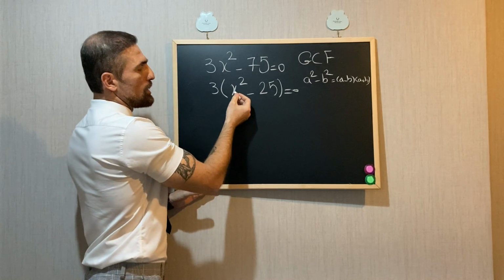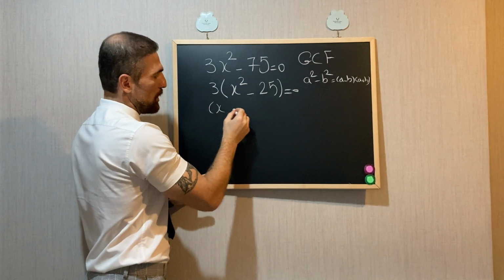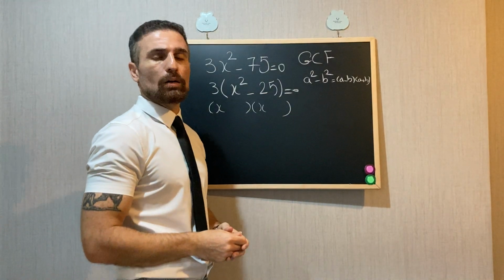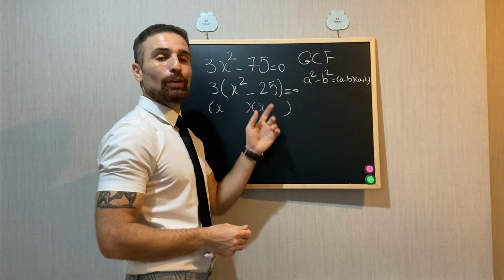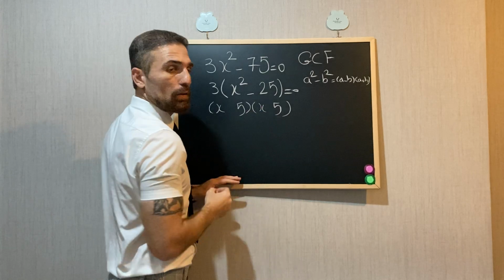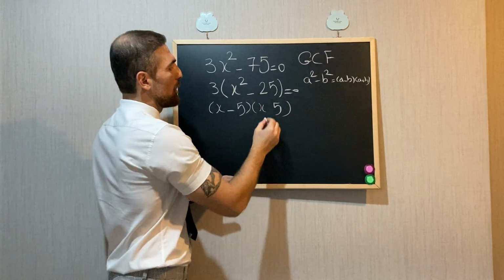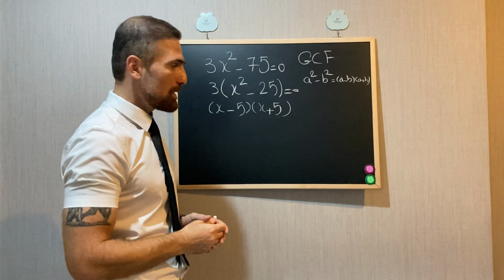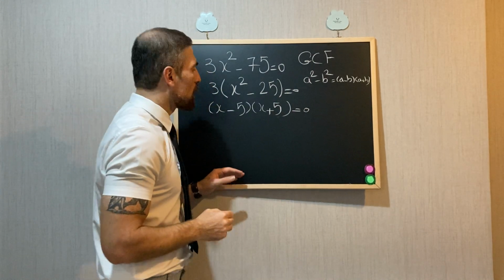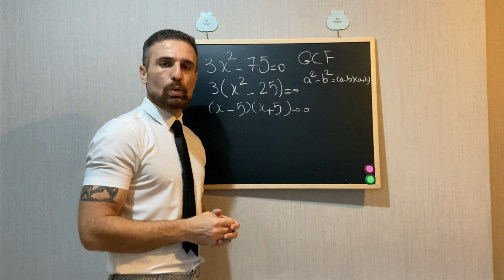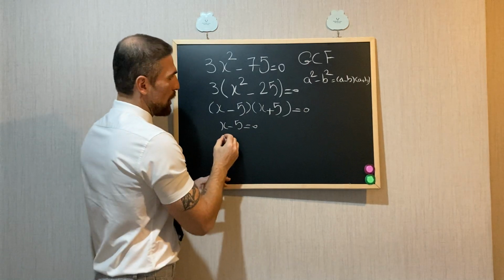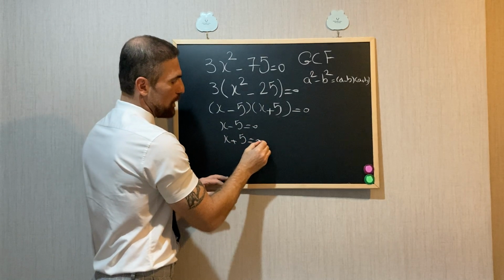Now, the square root of x squared equals x. What is the square root of 25? True, 5. It's going to be x minus 5, x plus 5 equals 0. Set both factors equal to 0. x minus 5 equals 0. x plus 5 equals 0.